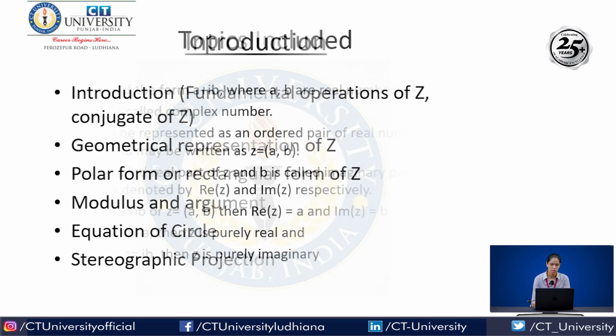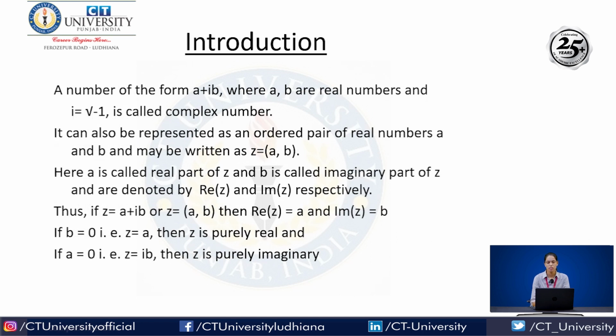Let's start the topics. First one is the introduction. This is the number a plus iota b form, where a and b are real numbers and iota is our complex number called iota. Don't call it as I, it is iota. A number of the form a plus iota b is called the complex number, where a and b are real numbers. It may also be represented as an ordered pair of real numbers, that is z equals to brackets of a comma b, where a and b are reals and brackets represent the complex numbers.